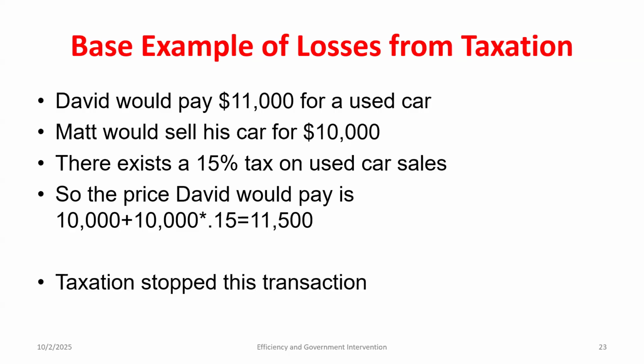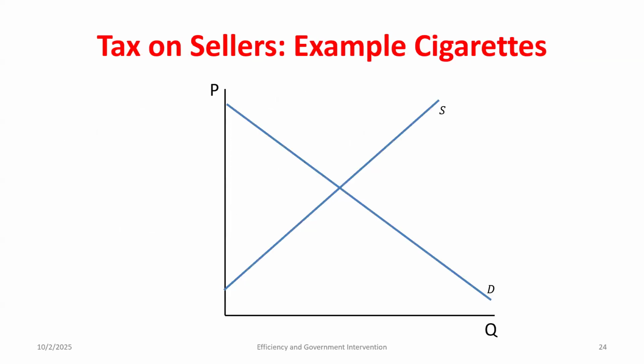So if the transaction doesn't occur, what's going to happen to the equilibrium quantity in the market? Well, if it would have been sold before, after the tax it won't be. If it happened before and it no longer happens, the quantity is going to be lower. Taxes stop this transaction from occurring. So this is just a very basic, one-on-one person example where taxes are going to lower the quantity we see in the market.